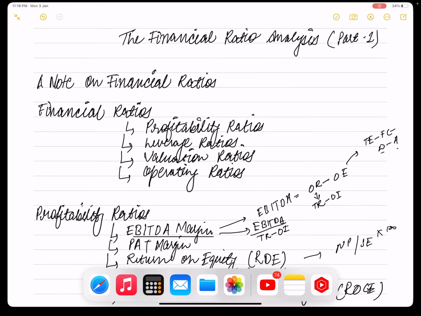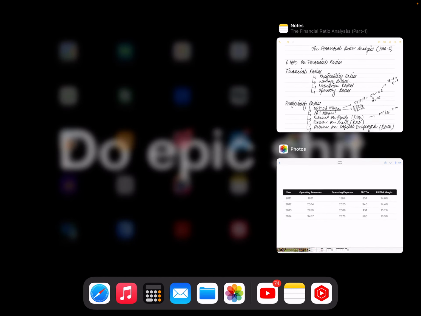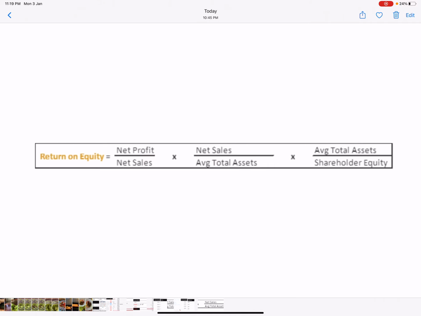The ROE, as per DuPont, can be calculated as return on equity equals net profit divided by net sales, multiplied by net sales divided by average total asset, multiplied by average total asset divided by shareholder equity. If you notice this formula, the denominator and the numerator cancel with one another, eventually leaving us with the original ROE formula, that is net profit divided by shareholder equity, multiplied by 100.